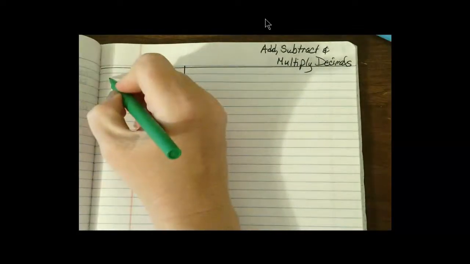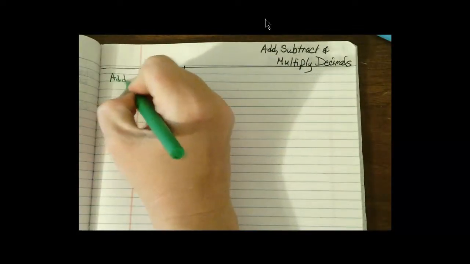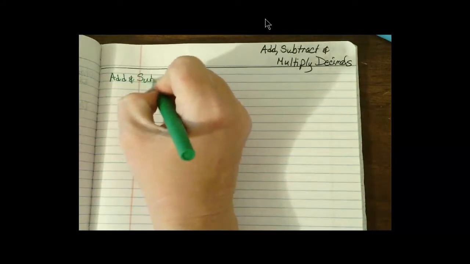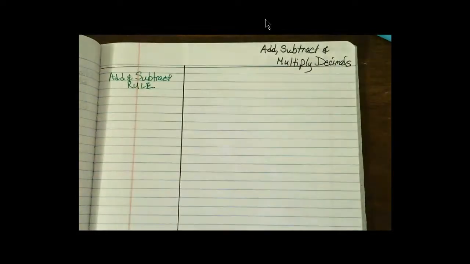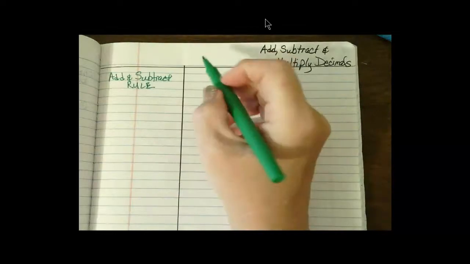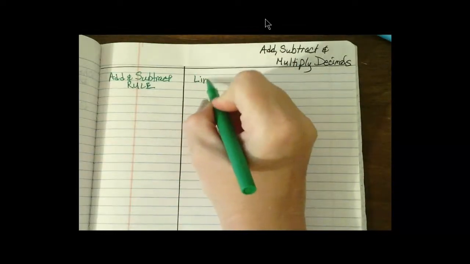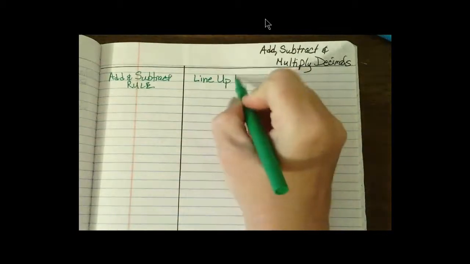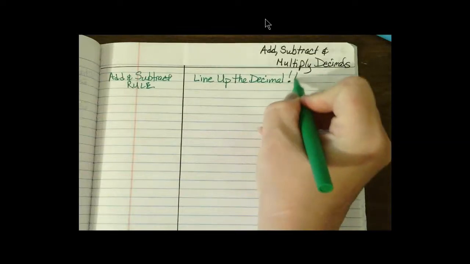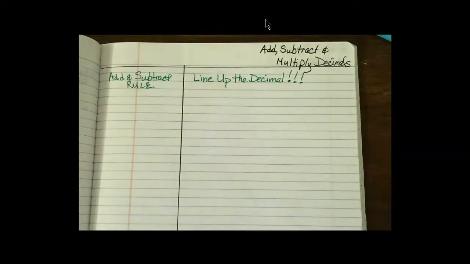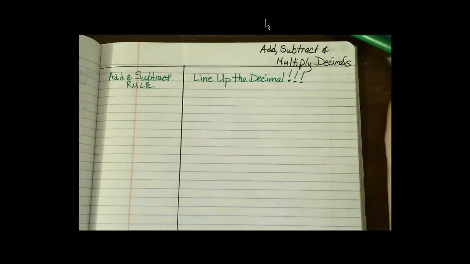Are you ready? Let's look at the add and subtract rule. All right? The biggest thing to remember is line up the decimal. Every time. Doesn't matter. Adding and subtracting, both of them, you need to line up the decimal.